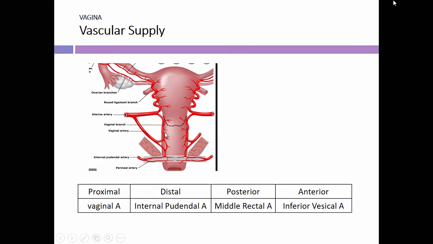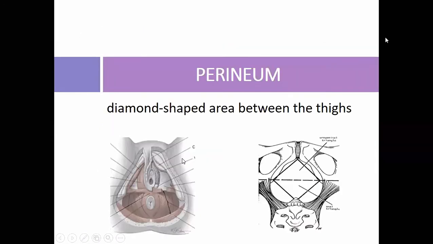From the proximal area, it is mainly coming from the vaginal artery. So this is the vaginal artery, which supplies the proximal part of the vagina, and then the distal part is covered by the internal pudendal artery. Now, posteriorly, because this is a posterior view, is the middle rectal artery, and anteriorly there is also the inferior vesical artery. So you can see that the vaginal area has an extensive blood supply because it can expand later on.